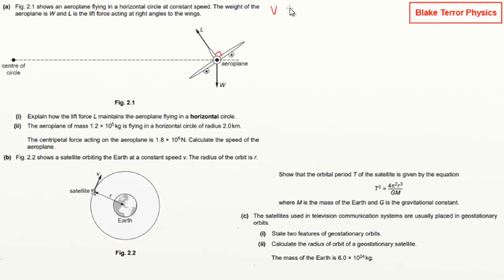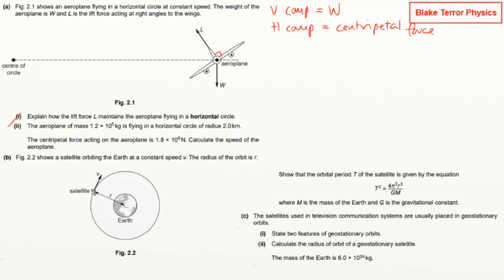Right, so the vertical component is going to be equal to the weight, so that there's no movement vertically. And the horizontal component is going to be the centripetal force, which is going to mean that we're moving in a horizontal circle.